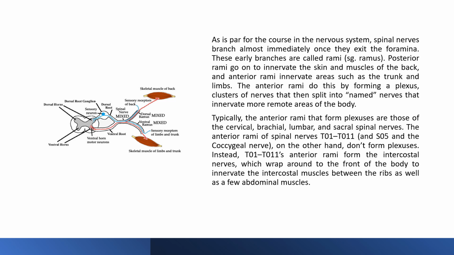Instead, T1 through to T11's anterior rami form the intercostal nerves, which wrap around to the front of the body to innervate the intercostal muscles between the ribs as well as a few abdominal muscles.